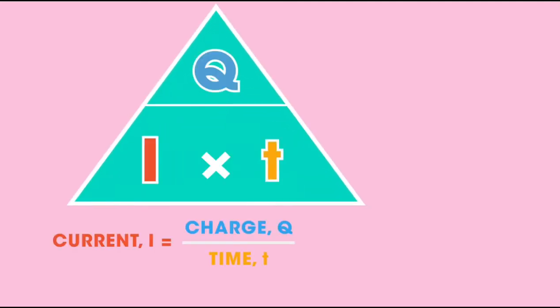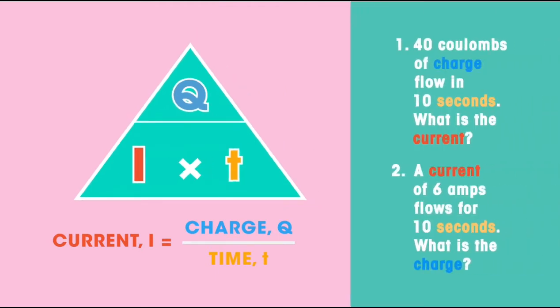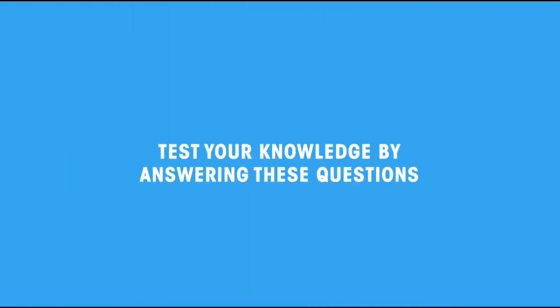So using the relationship between charge, current and time, can you answer these questions? Pause the video and work it out. Did you get 4 amps and 60 coulombs? Now, to finish with some more questions to test your understanding of all things current.